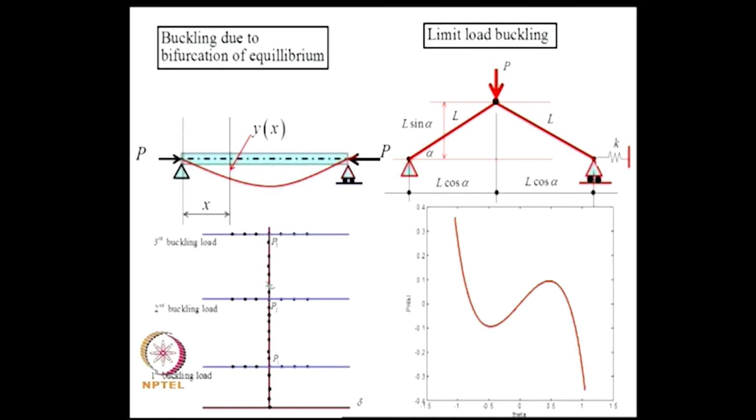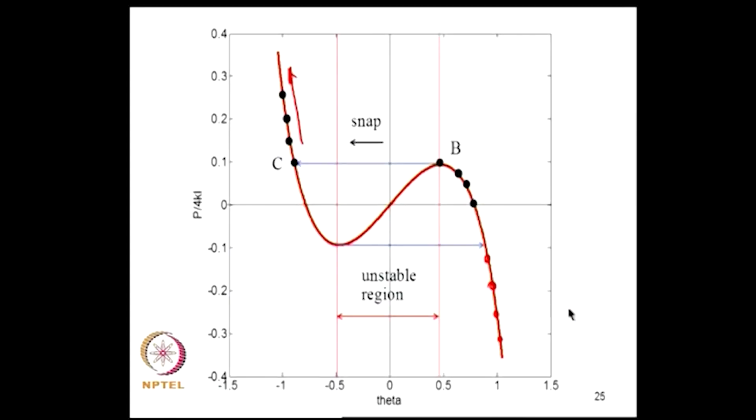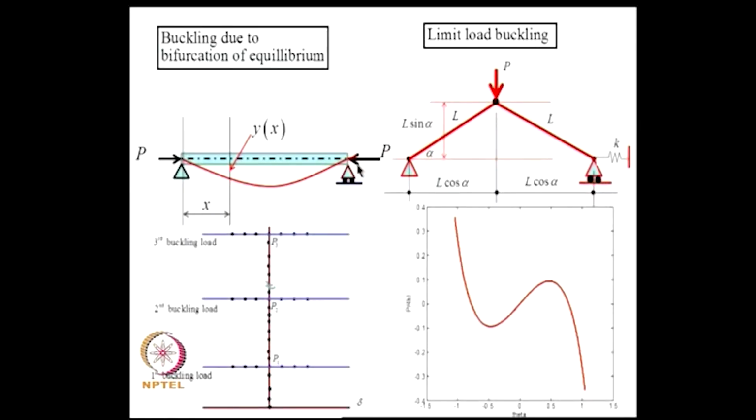Whereas in limit load buckling, what happens is as you go on increasing the load, the structure deforms. Here the deflection is not 0 as the load increases. As the load increases, the deflection is changing. This is unlike this situation where with increase in P, the origin still continues to be stable. Okay. And when it reaches a critical value, it occupies a far away position.